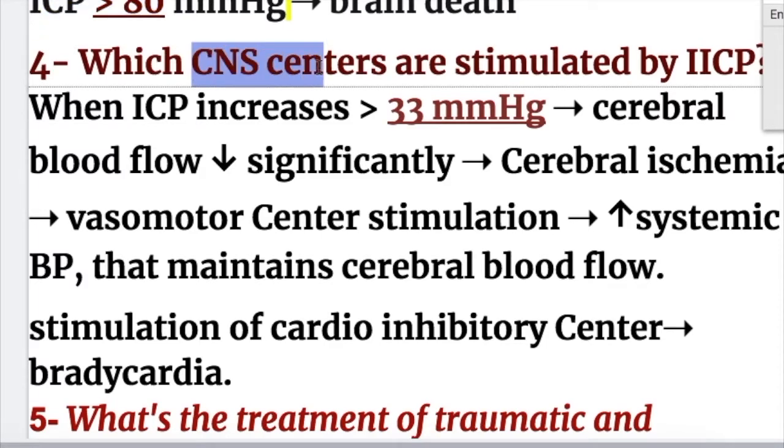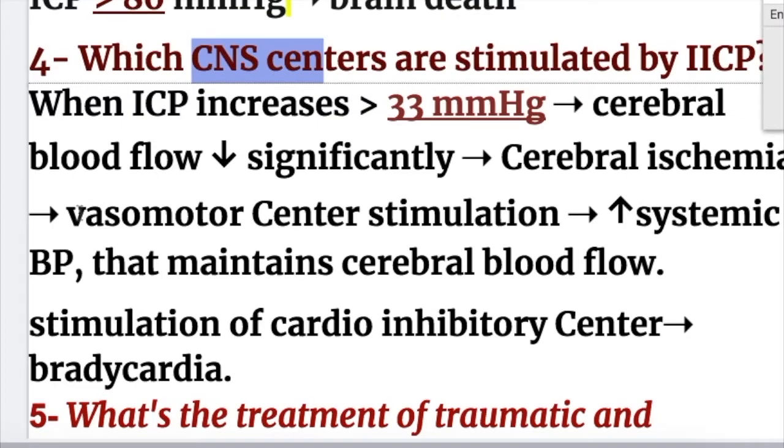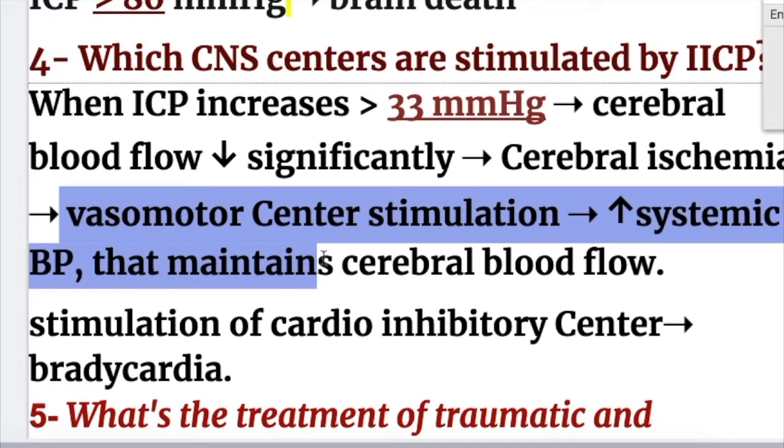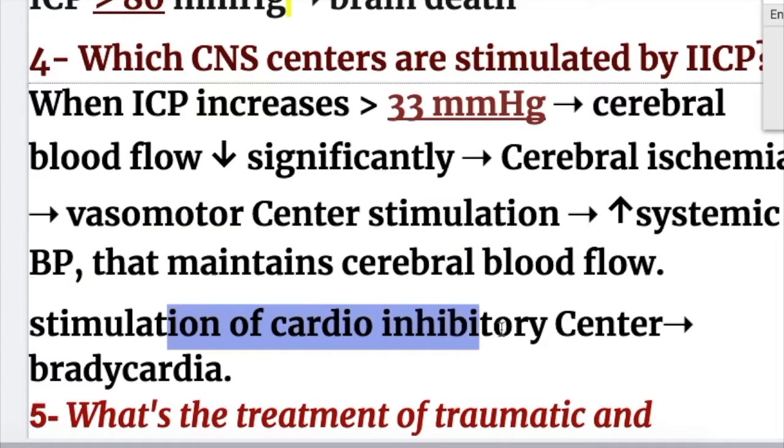Question 4. Which CNS centers are stimulated by increased intracranial pressure? Number 1, the vasomotor center. Stimulation increases systemic blood pressure, which maintains cerebral blood flow. And number 2, stimulation of the cardioinhibitory center causes bradycardia.